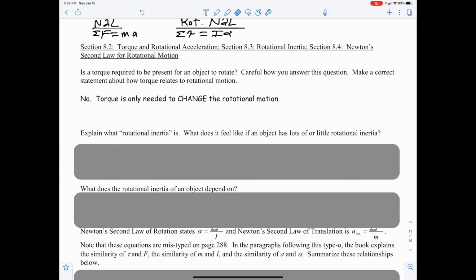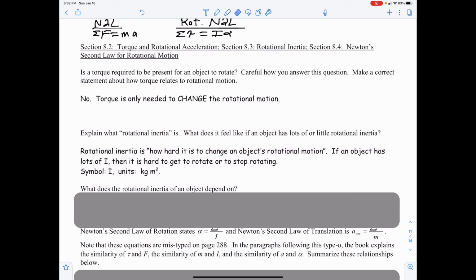Explain what rotational inertia is. What does it feel like if an object has lots or little rotational inertia? Well, rotational inertia is how hard it is to change an object's rotation. Just as mass is indicative of the object's linear inertia, if you really want to refer to it that way, and the bigger an object is refers to how hard it is to change an object's linear or translational motion, well, I is the rotational counterpart to that.